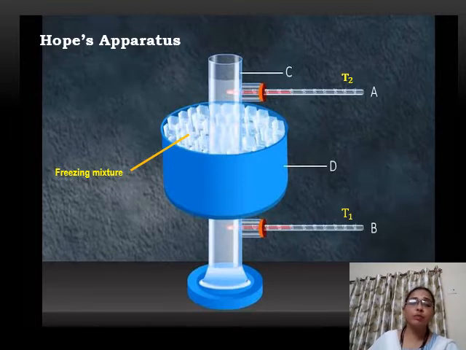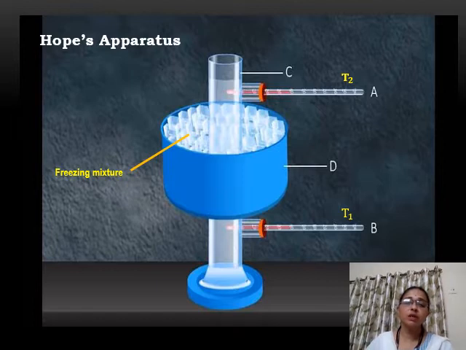So see the arrangement. The cylinder has two holes in it, so you can insert two thermometers inside. We have named them thermometer T1 and thermometer T2, where A and B are shown. See T1 and T2. D is the trough, and in that trough the freezing mixture is put. That freezing mixture is ice and salt. C is the cylinder, which you can call an elongated cylinder.